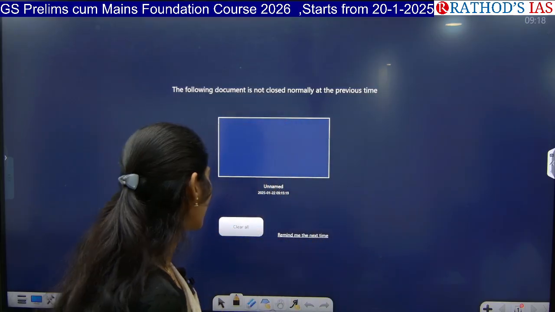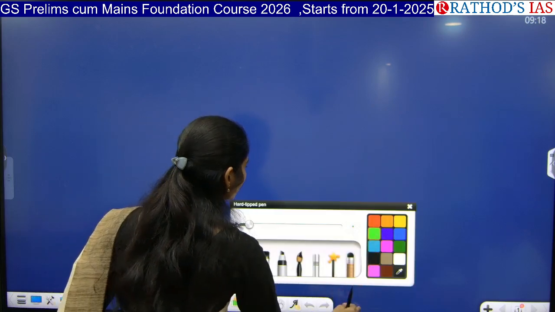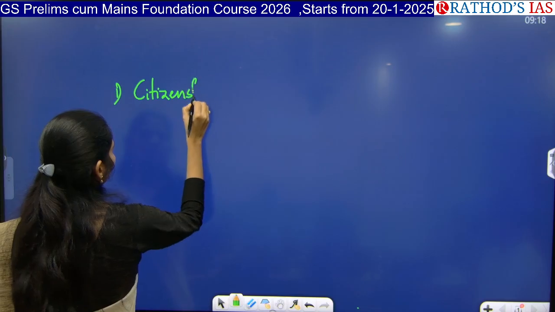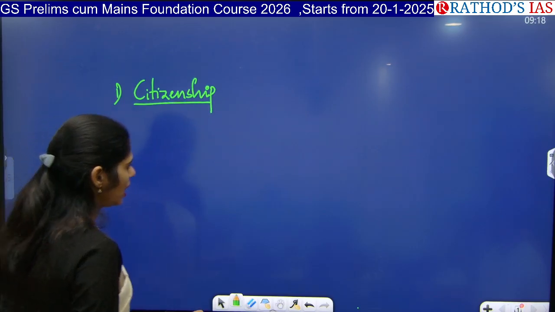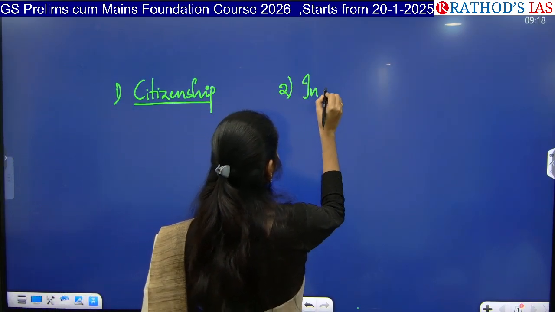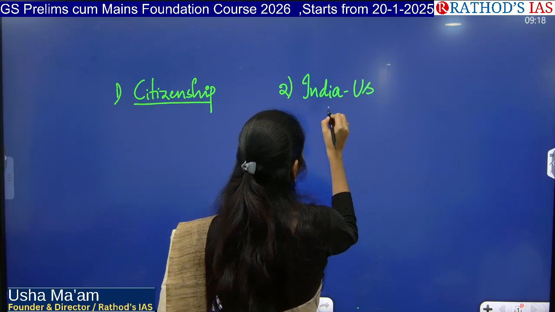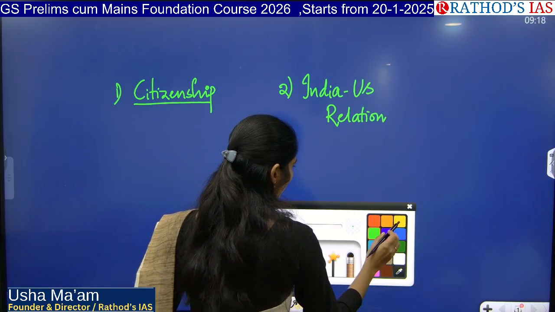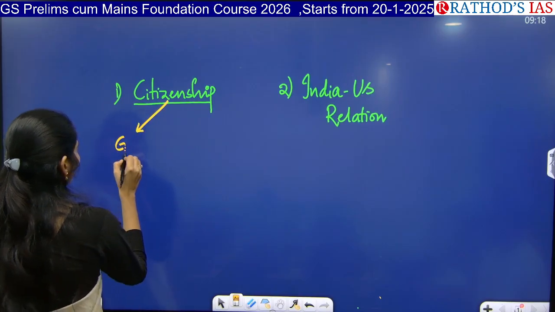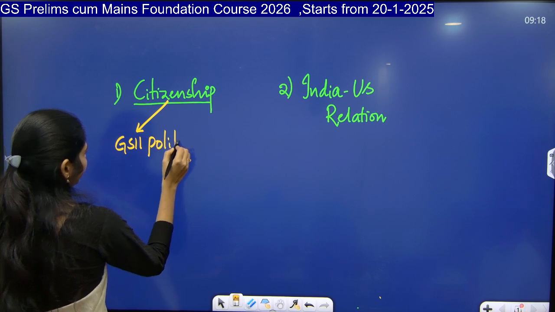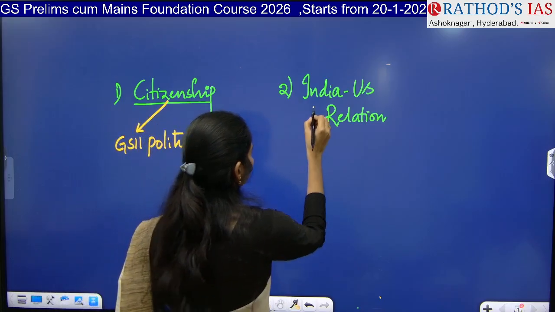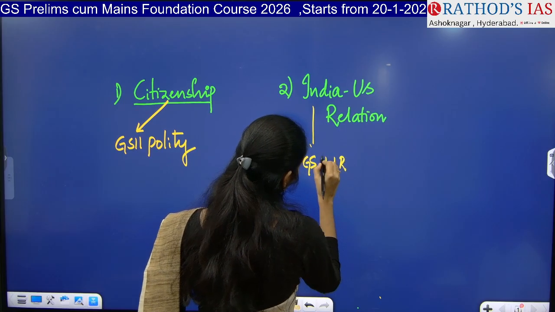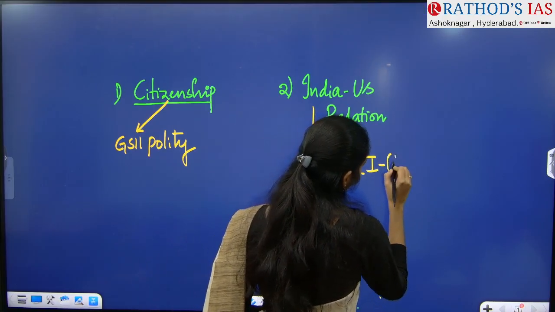So there are two important dimensions that we can see. Now let me write the two keywords. First one is India-US relations, second one is citizenship. This citizenship you will be studying in your GS paper 2 under polity. And this India-US relations comes under GS paper 2 under international relations, and it comes under India bilateral relations.